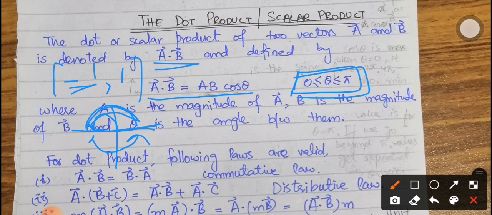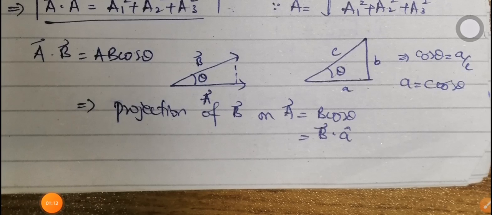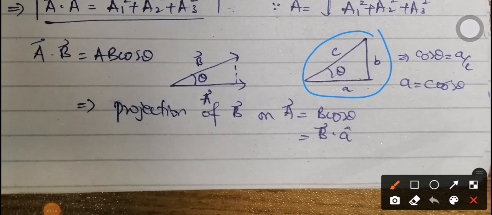Now here we will discuss the representation of a b cos theta, or the geometric representation of the dot product. As we know, for the right angle triangle, here is the right angle triangle with base A, perpendicular B, and hypotenuse C, and theta the base angle. So clearly cos of theta will be equal to A over C, that is base over hypotenuse, and A is equal to C cos theta.